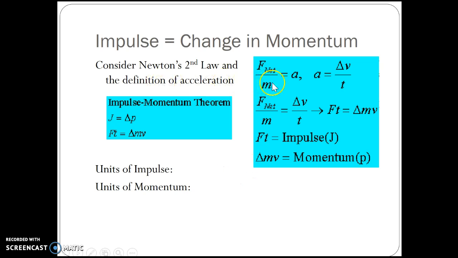So let's look at Newton's second law. So we know that the net force divided by mass equals acceleration. And we also know that acceleration is a change in velocity over time. So this is Newton's second law. And this is really just our basic definition of what acceleration is.